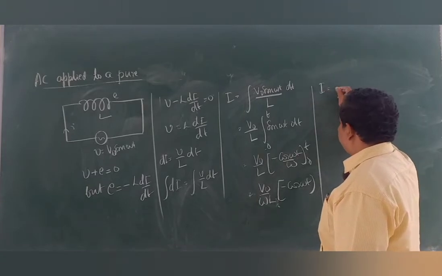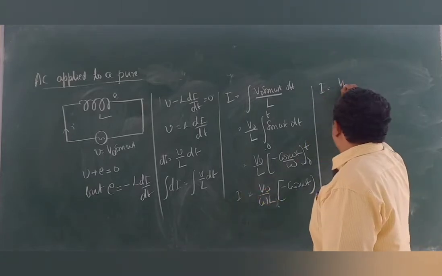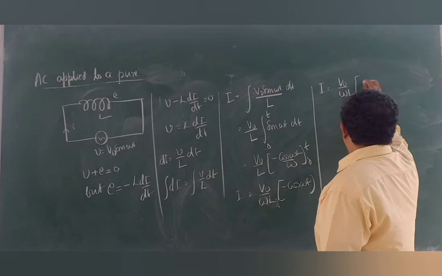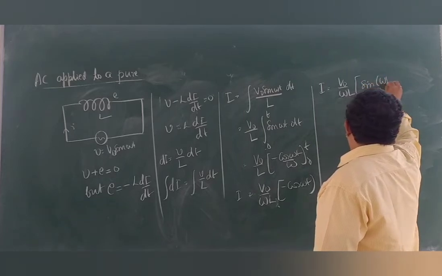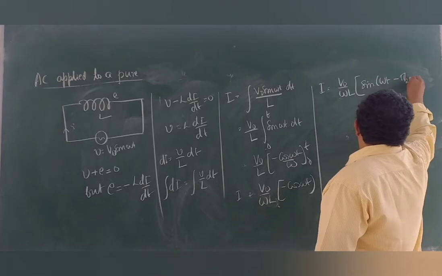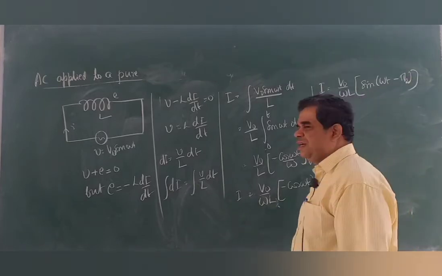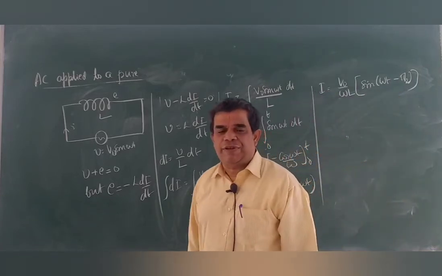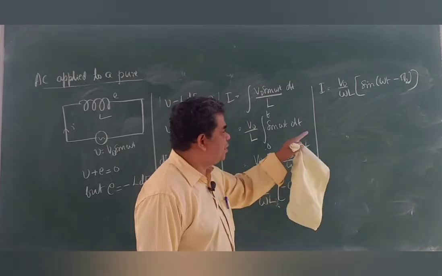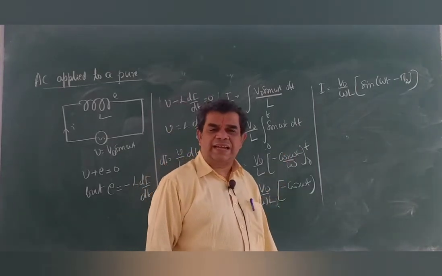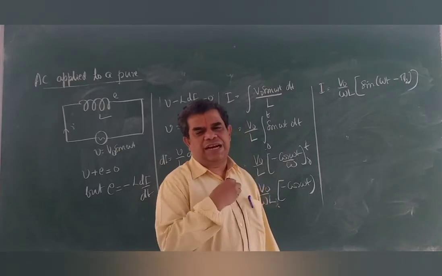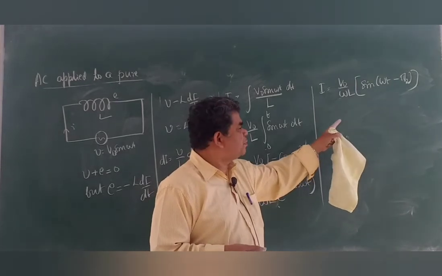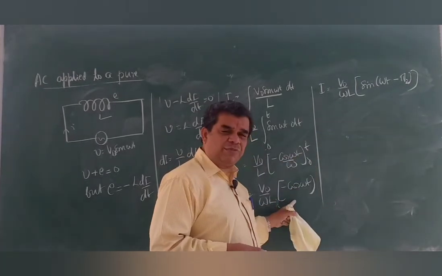I finally is V naught by omega L, and minus cos omega t can be written as sin of omega t minus pi by 2. If we expand this sin omega t minus pi by 2 as sin of a minus b, we will get minus cos omega t. That is why we have written it. Here it is not like allied angle. We are taking omega t as the reference, and we are adding plus pi by 2 or minus pi by 2. Therefore, once we expand this as sin of a minus b, we will get minus cos omega t.